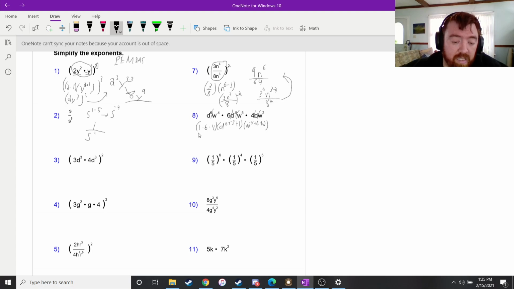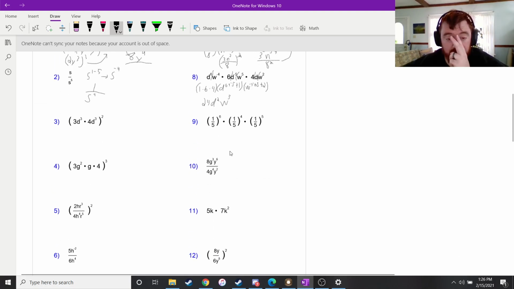And what we're going to get is 1 times 6 times 4 is 24. 6 plus -5 plus 1 gives us d to the second. And then w: -4 plus 5 plus 2 gives us w to the third. And that's going to be our final answer.